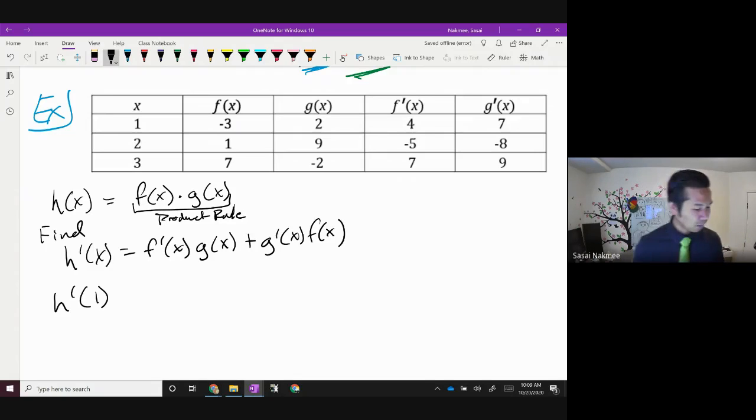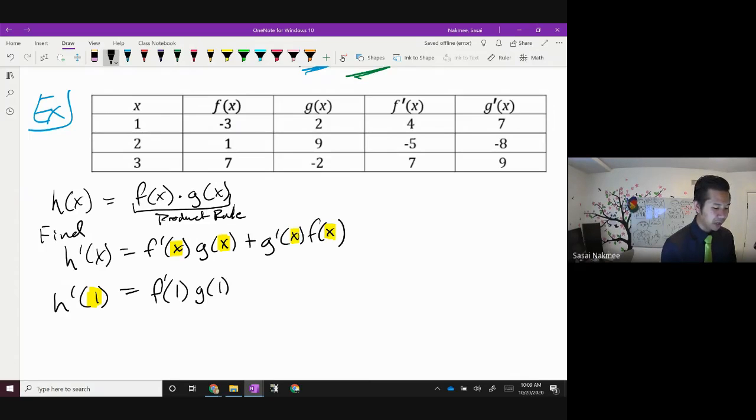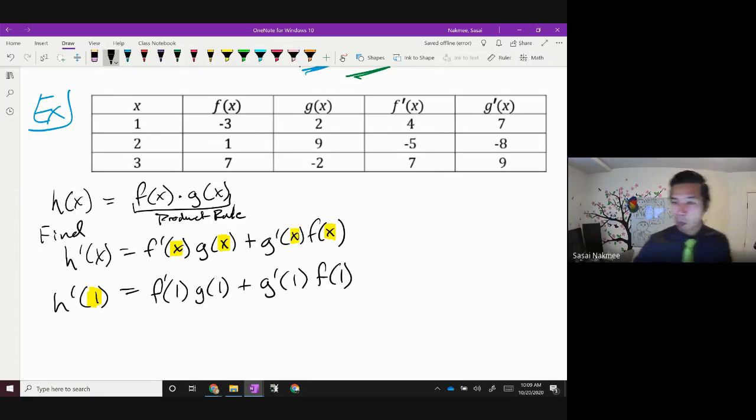So if I want to evaluate this at 1, I simply plug in 1 wherever there's an x. What this is saying is that the derivative of h of x evaluated at 1 is going to be the derivative of f evaluated at 1 times g evaluated at 1, plus the derivative of g evaluated at 1 times f evaluated at 1.